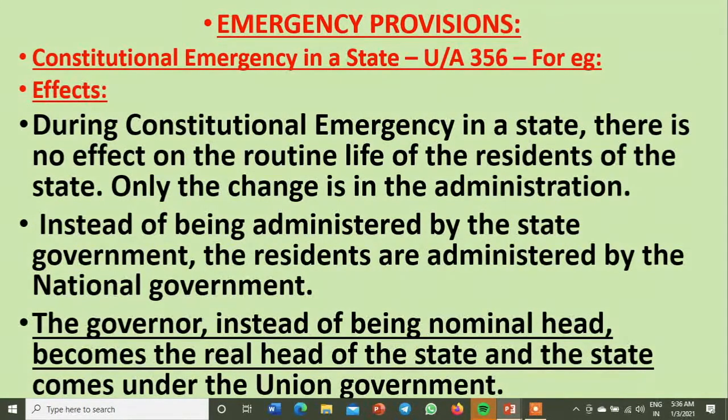Instead of being administered by the state government, the residents are administered by the national government. The governor, instead of being a nominal head, becomes a real head of the state, and the state comes under the union government. Yes, the state government cannot decide anything on its own. The governor, who is otherwise a nominal head like the President of India, now becomes a real head and he reports about everything of the state to the center.